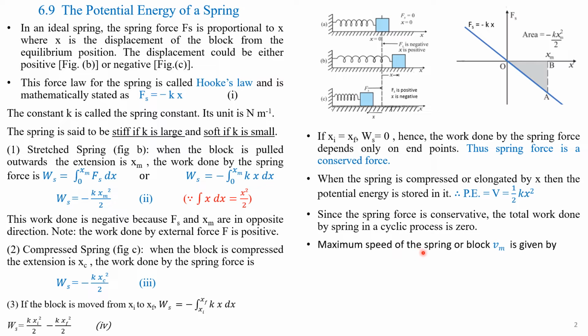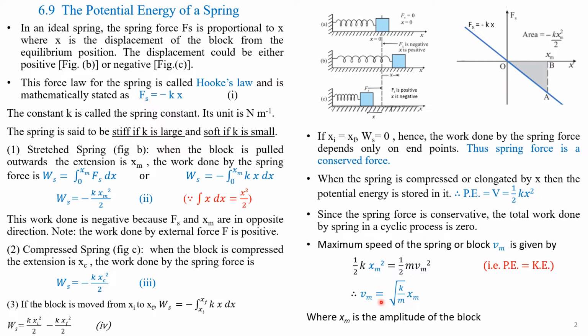And the maximum speed of the block, Vm, is given by equating potential energy with the kinetic energy. Potential energy as per equation 5, half of k into Xm square, equals kinetic energy, half of m into Vm square. Therefore, rearranging and simplifying, we get Vm is equal to square root of k divided by m, into Xm, where Xm is the amplitude of the block.